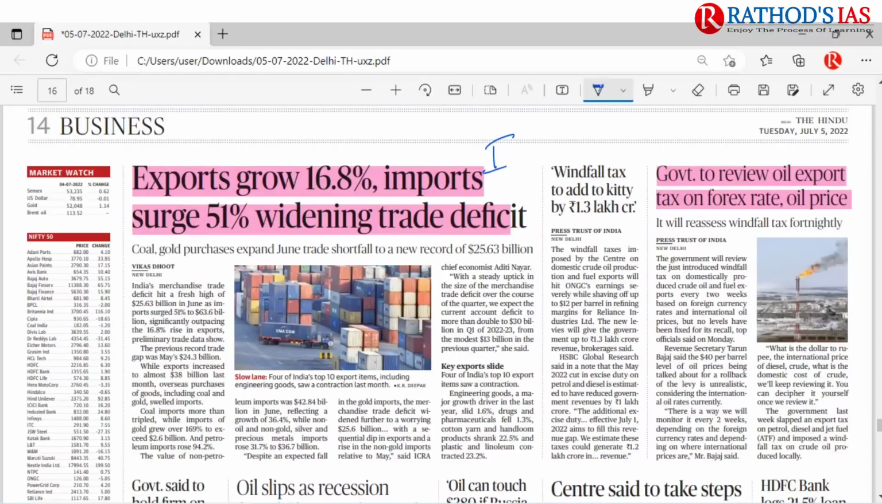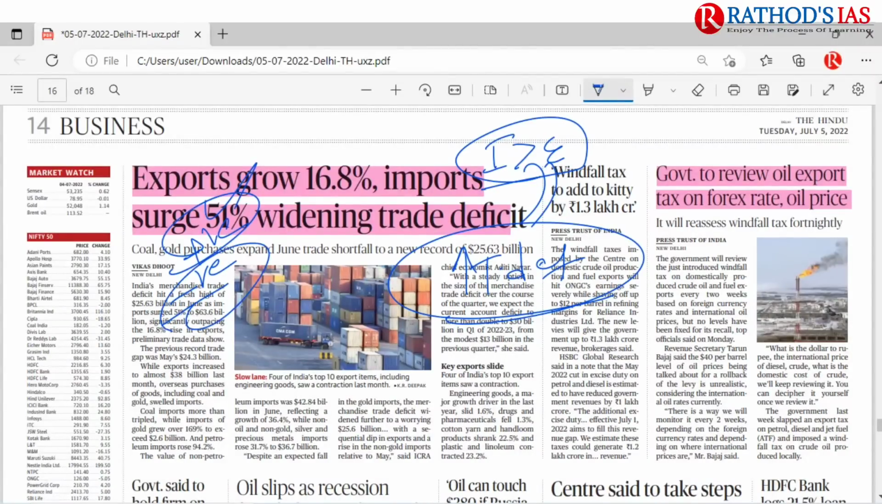That means we can see imports are more competitive than exports, so that led to a further increase in the trade deficit. In trade balance we have positive and negative, that is trade surplus and trade deficit. Trade surplus means exports are more competitive than imports, and trade deficit, the negative notation of trade, means imports are more competitive than exports. That leads to a deficit.